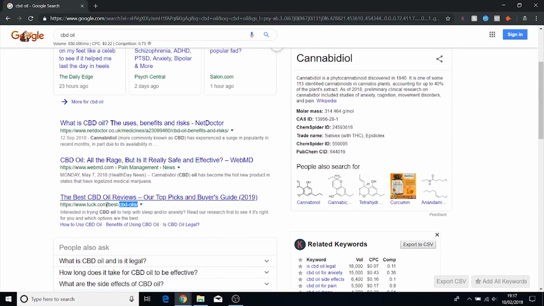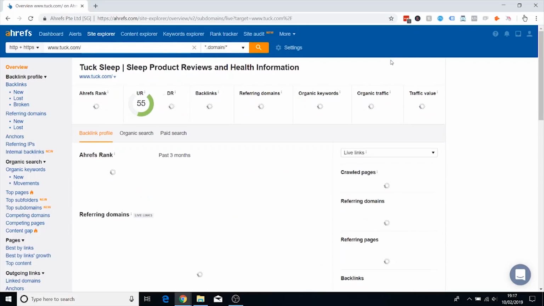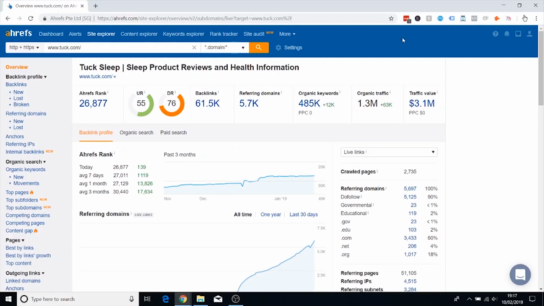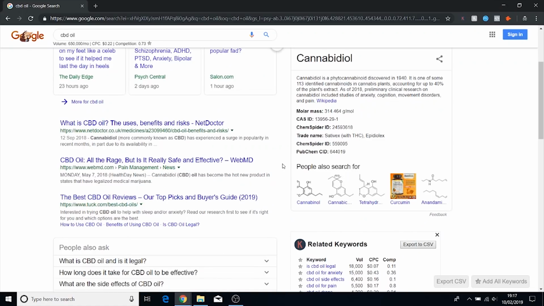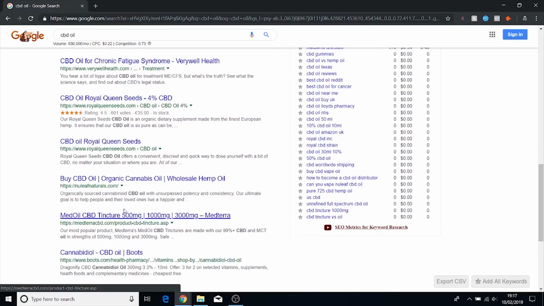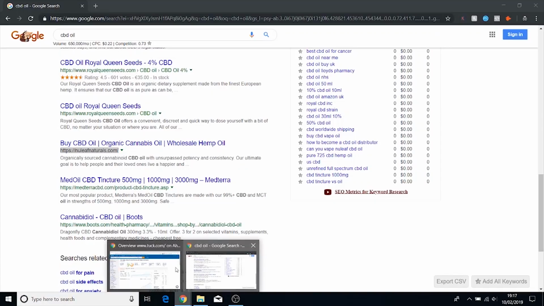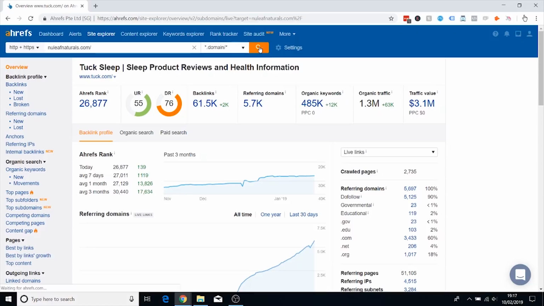Let me just take a look at the actual page, the domain. Yeah, so over 5,000 referring domains, so it's quite a large site. Let's find some website here that's not a big brand that has been established for ages. So let's take a look at this brand here. This will give us a better idea of how many links we need to get onto this first page.